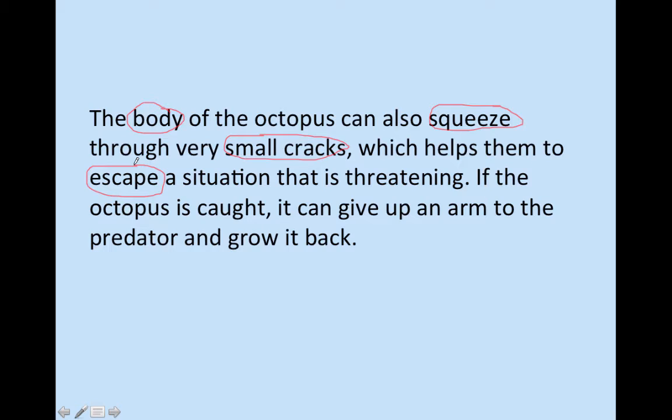Let's look at the next sentence now. If the octopus is caught, it can give up an arm to the predator and grow it back. Which words did you all highlight? Caught, give, arm, and grow back. I would now have the class discuss these student responses and talk about why certain words should or shouldn't be highlighted. I'd ask questions like, is this really an important word? Does it give the most information? And so on.